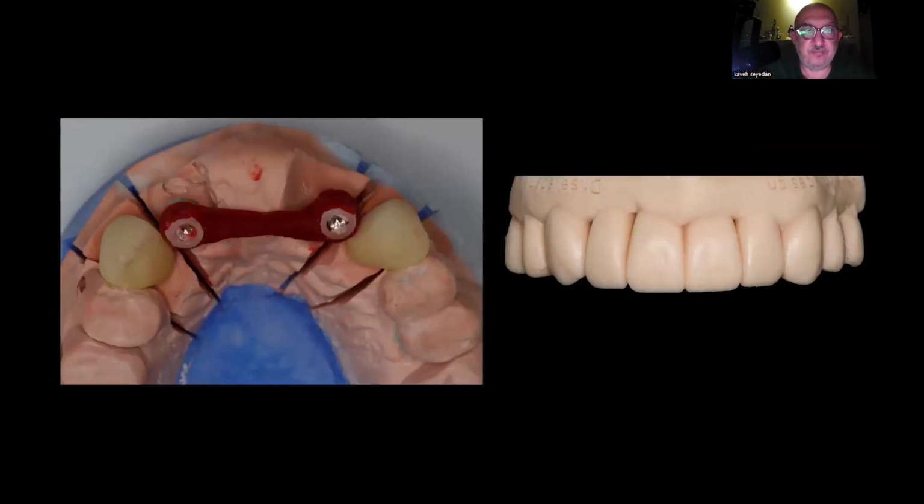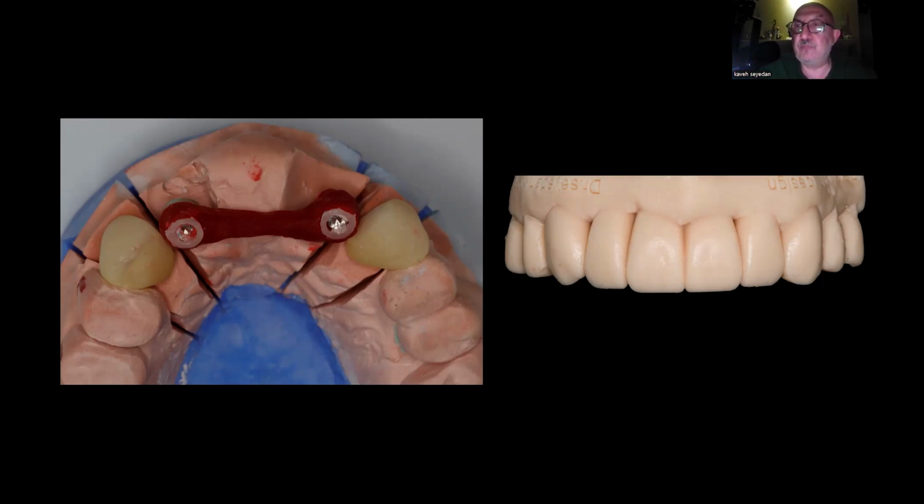And with the help of a Duralay substructure, I was able to verify that my impression was correct, whether I will have a passive fit on the restoration or not. Another thing that you can realize on this model is that the final buccal surface of the implants will be placed too far buccally. And if you want to restore this patient with a zirconia bridge, it would be really, really challenging, and the bridge will be very susceptible to fracture.